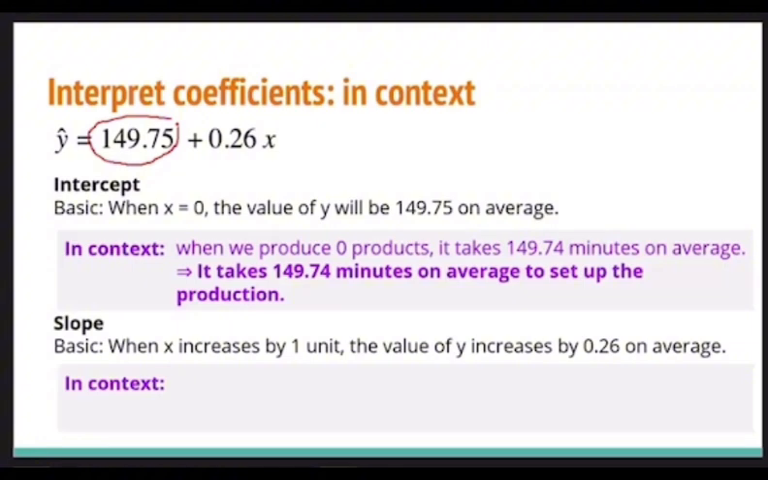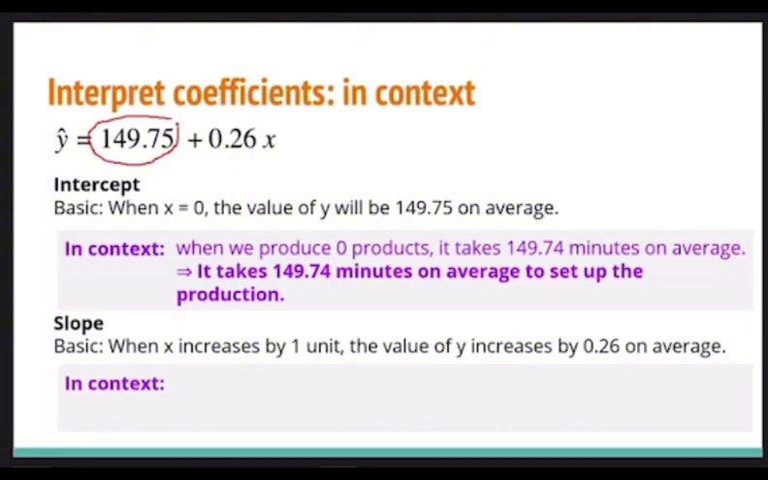Look at what I said. When we produce 0 products, you can see it's in the context now. That is no longer mathematical interpretation. So when we produce 0 products, it takes 149.74 minutes on average. What does it mean? We have not produced, we spend time. Oh, that may be a setup time. In a company, before they produce, they're going to have a setup time, right? The time of putting equipment in place. Does that make sense? That is what we mean here. Is there anyone who doesn't understand that interpretation for both basic and context?